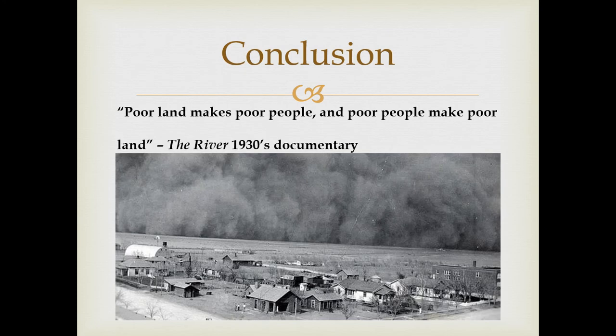And conclude with a quote from The River, which was about the Dust Bowl in the 1930s. Poor land makes poor people, and poor people make poor land. And so hopefully a theme you picked up in these erosion videos was this sort of feedback loop: degradation causes erosion, which causes more degradation, and how we just sometimes need to step up and front the cost of protecting soils, and that feedback loop then comes into our favor. So if we can protect the soil, it gets healthier, our plants get healthier, and we're able to protect the soil better.